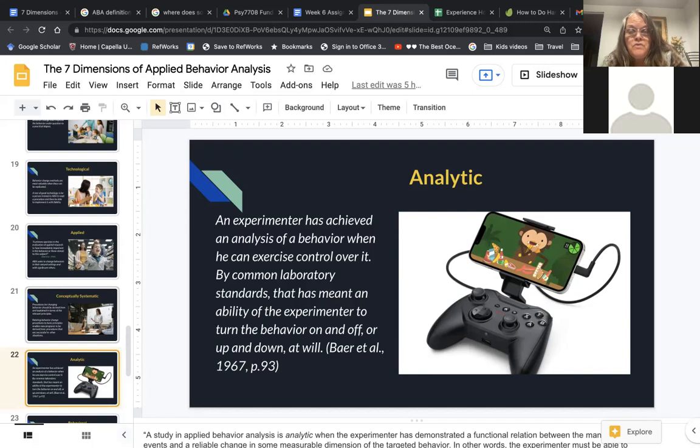And a lot of times when we're looking at socially important behaviors, some of those we want to encourage, and some of those need to be stopped because they're problematic, like biting or hitting or running away. So that's our goal as behavior analysts. We've got to understand it so we can know what to do, and that's what we mean by analytic.